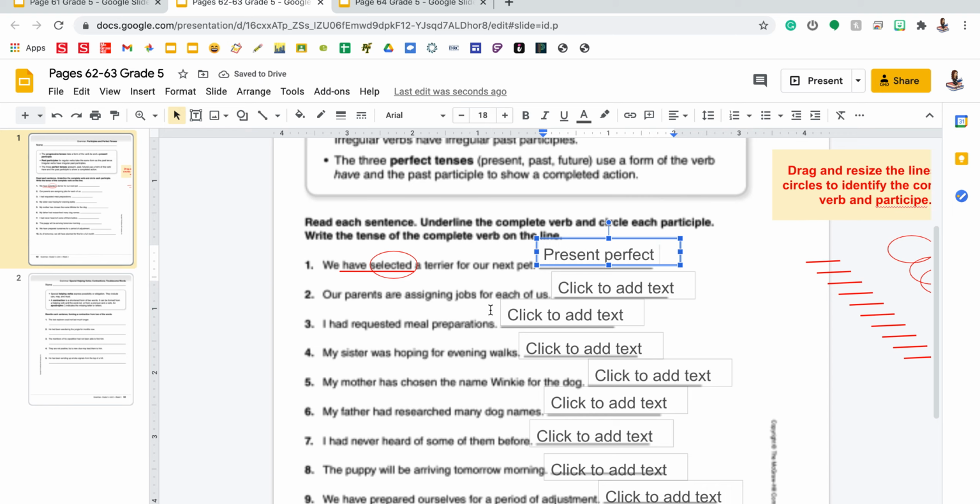I have the word have before selected, indicating that I have a perfect tense and it's happening in the present.